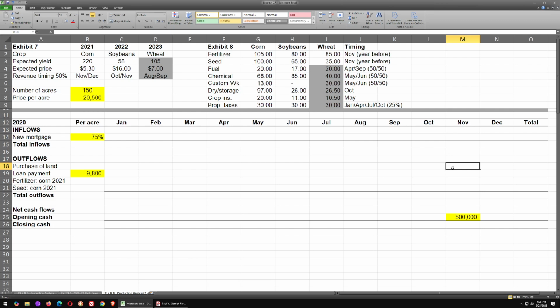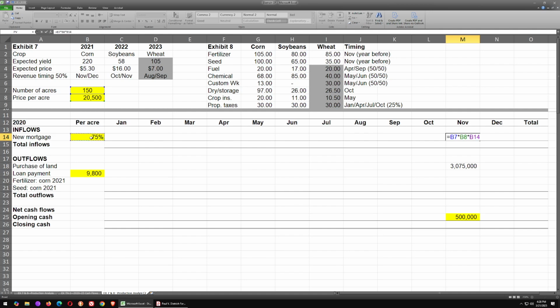That's happening in November. And what is it? So we'll first hit equals, and we will say number of acres, asterisk, which is times the price per acre. And so you're going to see that's 3,075,000. I can do the same thing with the inflow. I can say equals 150 acres, asterisk, 20,500, asterisk, times the mortgage.